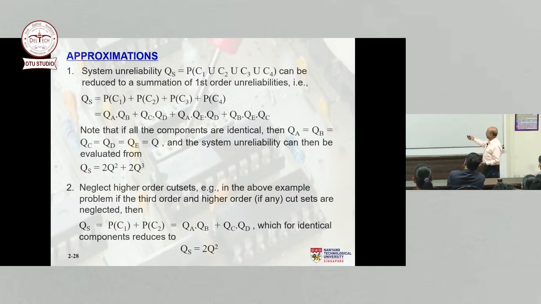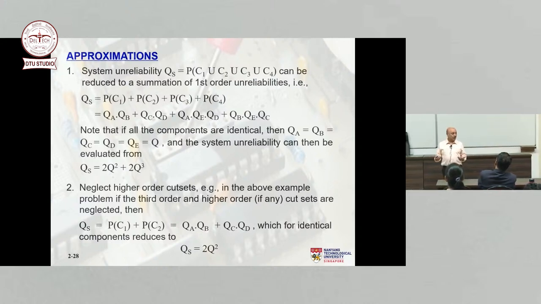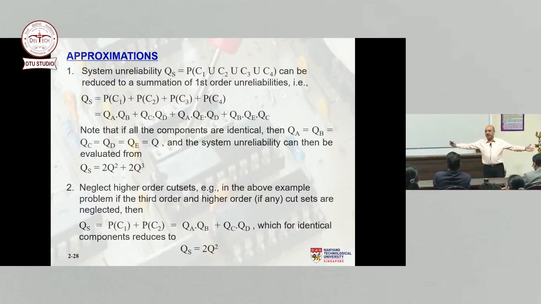And if all the components are identical, then all these Q's are the same, and therefore we can reduce it to 2Q square plus 2QQ. Yeah. So this makes the problem relatively simpler. Obviously, the end result is going to have some errors. Are we willing to accept those errors? If we are not, we must go back to the original and solve that big long equation.